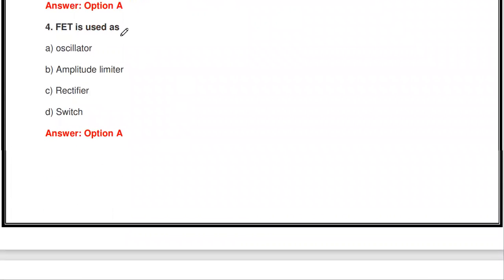Then the next one: FET is used as dash. Oscillator, amplitude limiter, rectifier, switch. FET is used as an oscillator. We can also use FET as an amplifier. Here, among the four options, the correct one is oscillator. So FET is used as an oscillator.